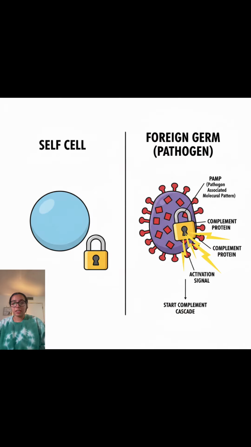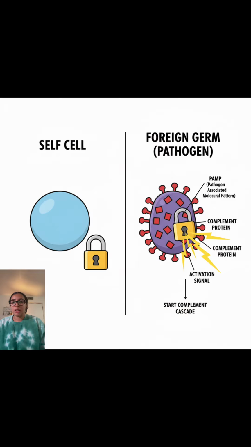First step is the activation step. This is where the complement system starts. So your body naturally knows what is considered cells that belong to yourself and what's considered a foreign germ. These foreign germs usually have abnormal patterns that our regular cells don't have, and these patterns are called PAMPs, or pathogen associated molecular patterns.